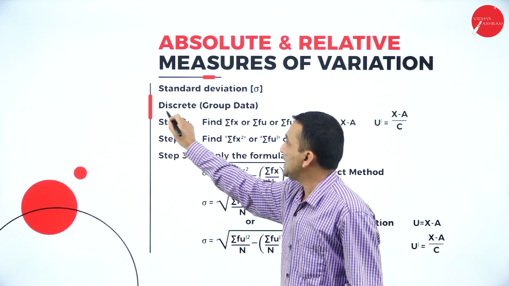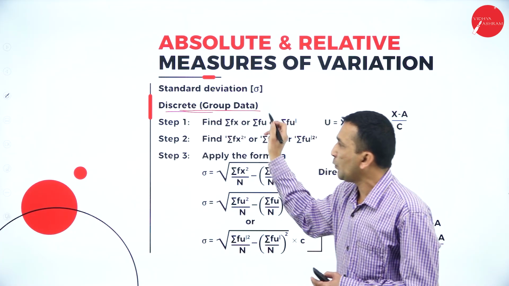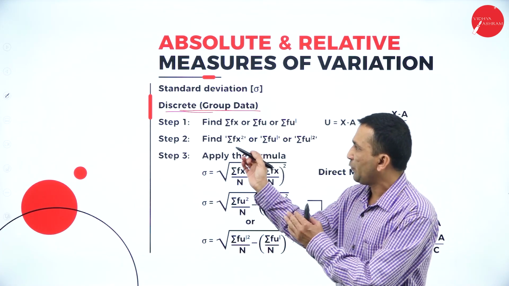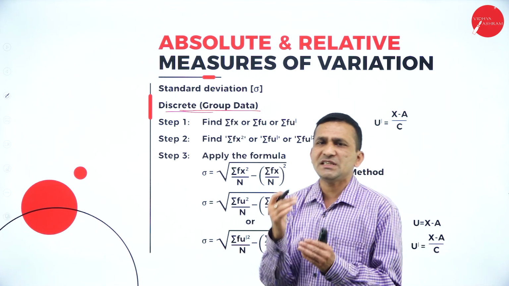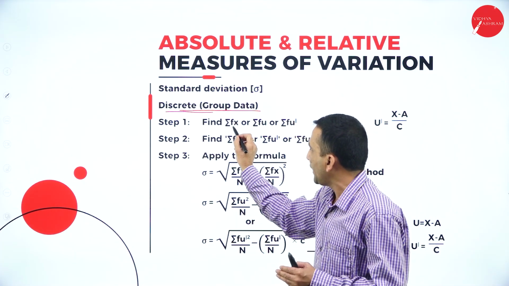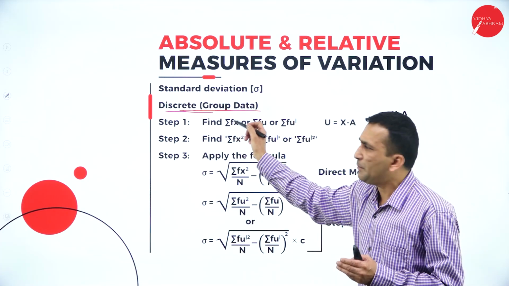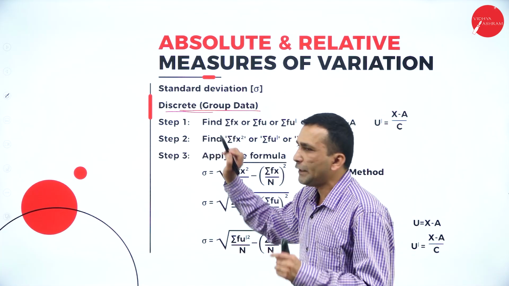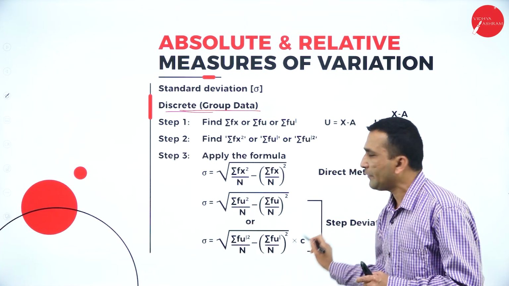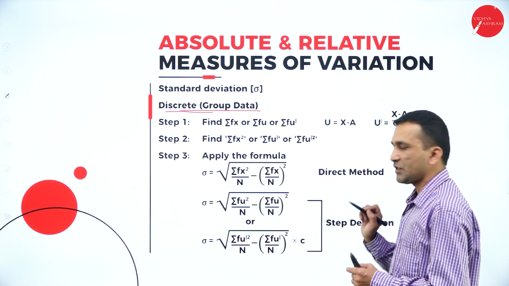Moving forward, discrete ungrouped data. Now the steps will be applicable for discrete grouped data. According to the steps, only when grouped data is given, the frequency is given, so we write the frequency. In case of ungrouped data, we are not writing the frequency, but in case of grouped data, we are writing frequency. In step one, we need to find out according to the formula, either with the help of the direct method or the step deviation method.